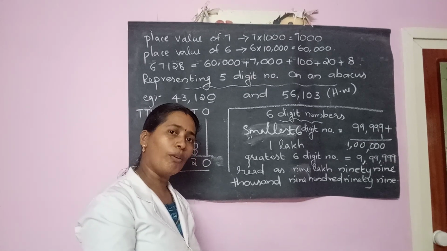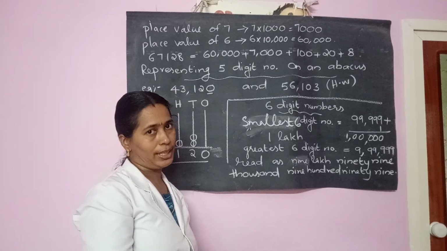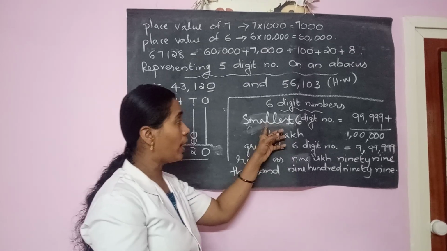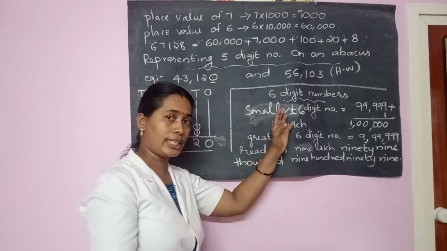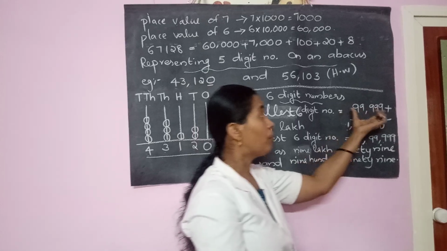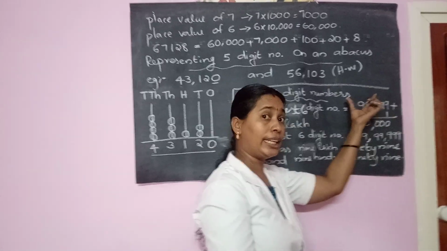Okay, and this much only for you today. Complete the homework questions also. Follow the instruction also. Okay. The smallest 6-digit number is obtained by adding 1 to the greatest 5-digit number.